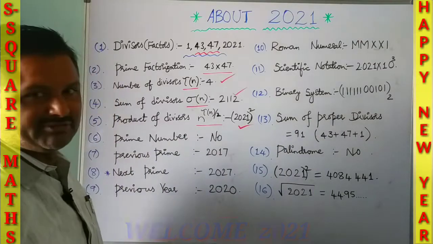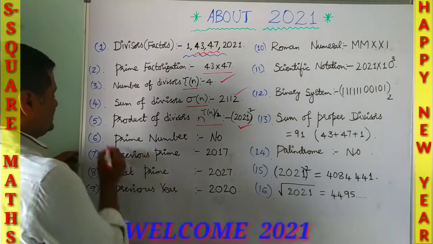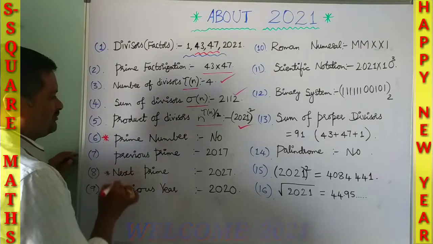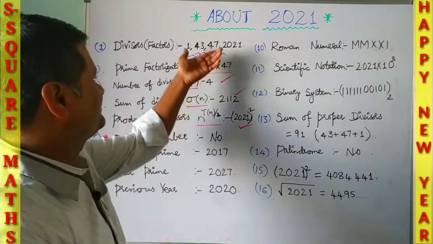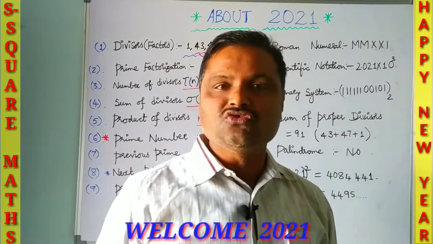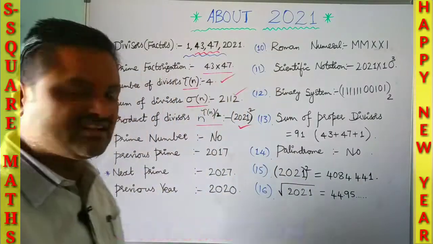Next, is it a prime number? So this plays an important role. It is not a prime, it is a composite number because there exist more than 2 divisors. So hence it is not a prime number.